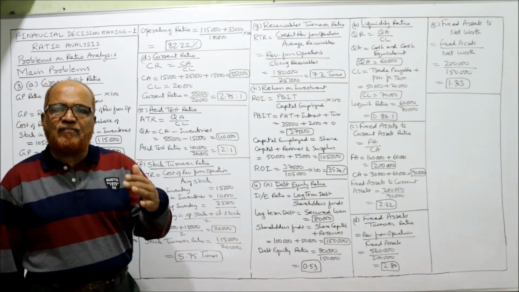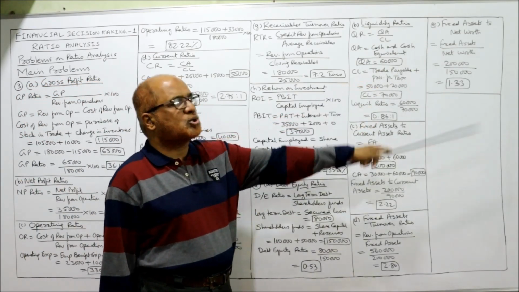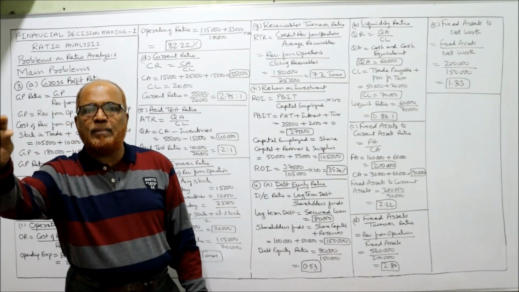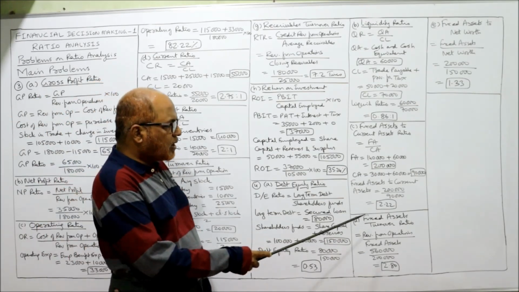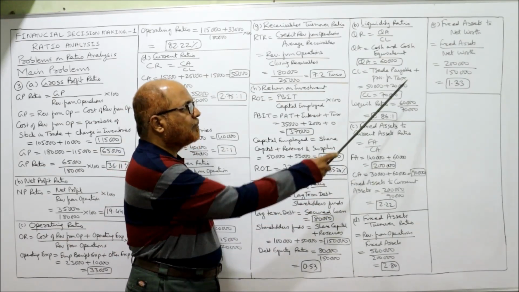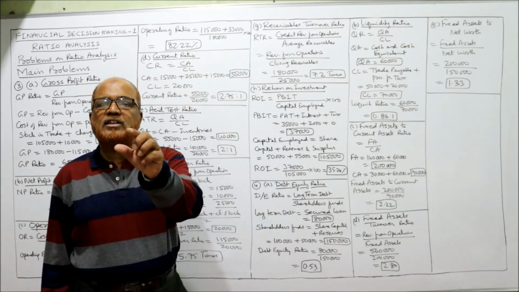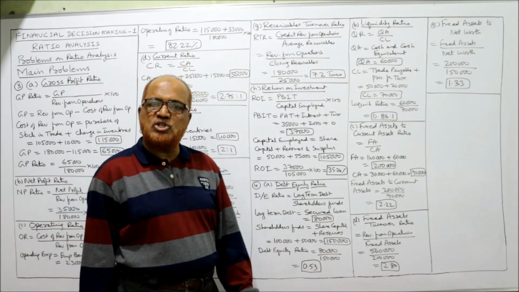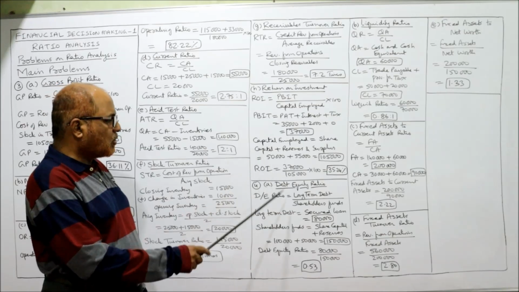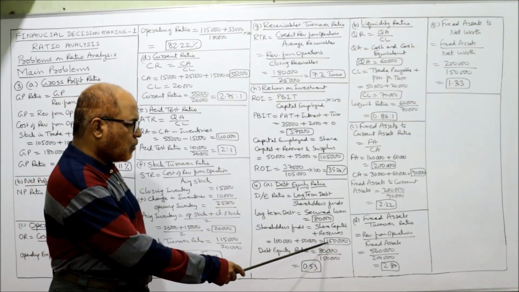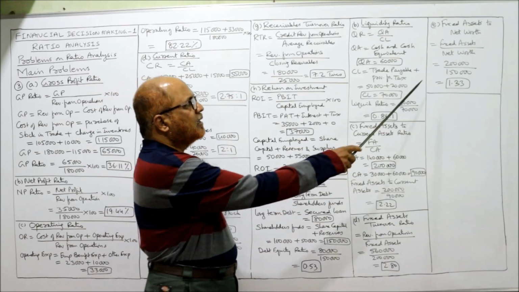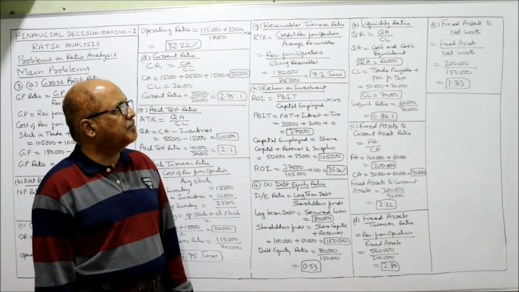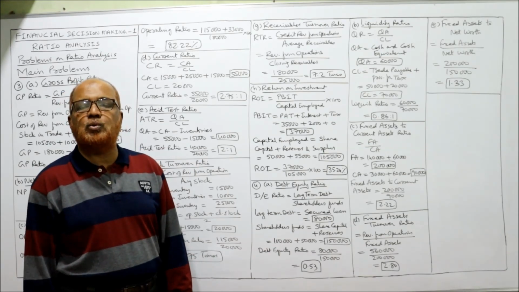The last and final ratio is fixed assets to net worth. The formula: fixed assets divided by net worth. Fixed assets we already have here. How much? 2 lakh. Net worth means shareholders fund. Remember, net worth means shareholders fund. Already we have calculated shareholders fund, 1,50,000. So you take 2 lakh divided by 1,50,000, 1.33. This is the ratio of fixed assets to net worth.